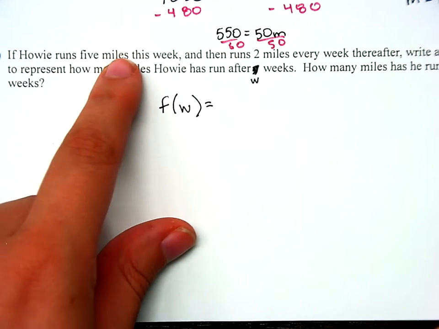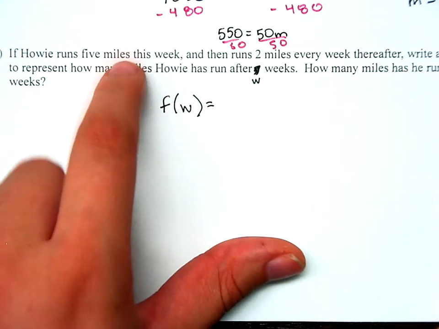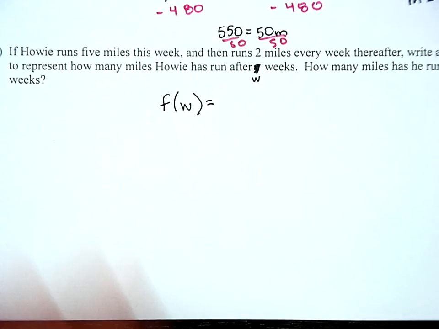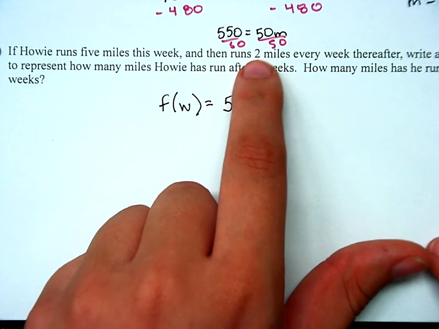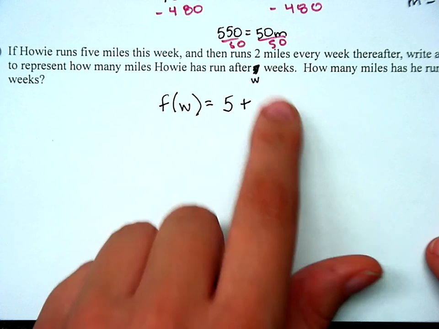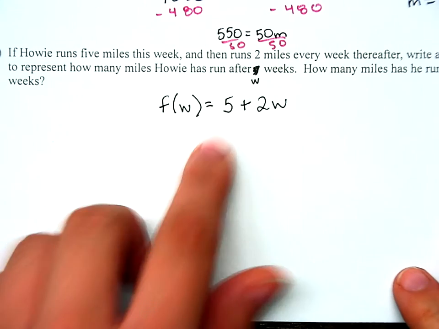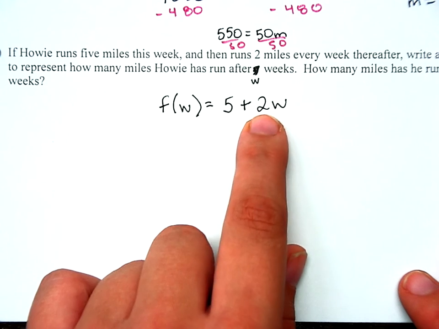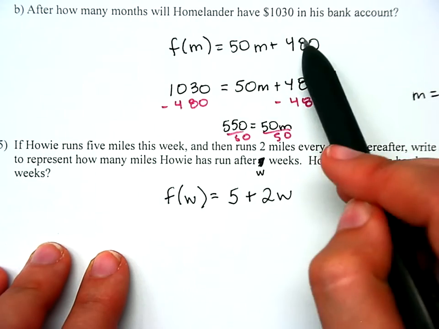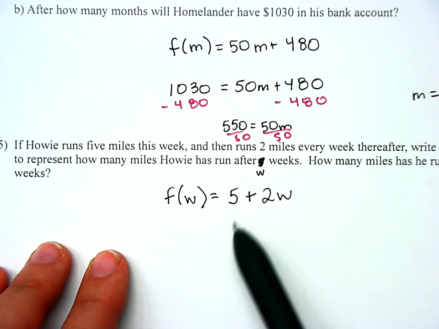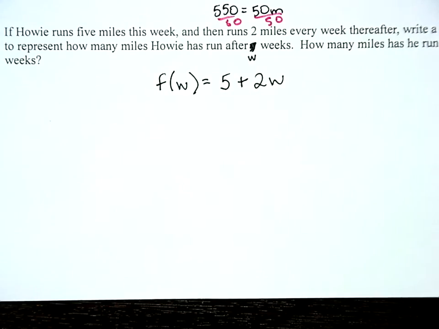So Howie runs 5 miles this week and then 2 miles every week thereafter. So the only week he runs 5 miles is this one, the current week. So that's going to be our initial amount, 5 plus. And then he runs 2 miles every week after that. So every week that passes, we're going to add another 2 miles. So we've got the initial amount here, and we've got the rate with our variable. Notice this looks just like the first equation. It's just I wrote the initial amount first this time. Doesn't matter because we're just adding them. I just switched the order. Okay, so here I've got my function.